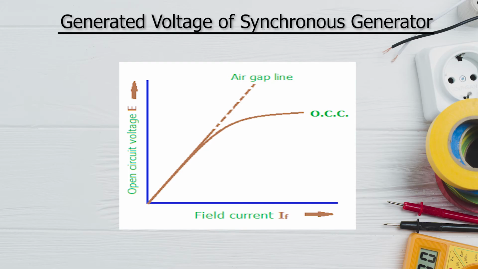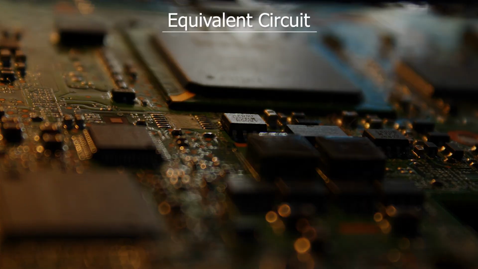But because of the saturation, you can observe that the actual OCC, which is nothing but open circuit characteristics of the machine, after some time gets saturated. It's not increasing with respect to the field current. Initially it is proportional to the field current, but after some time the saturation will occur and it gets aligned to the x-axis. Now let us see the equivalent circuit of this synchronous machine.